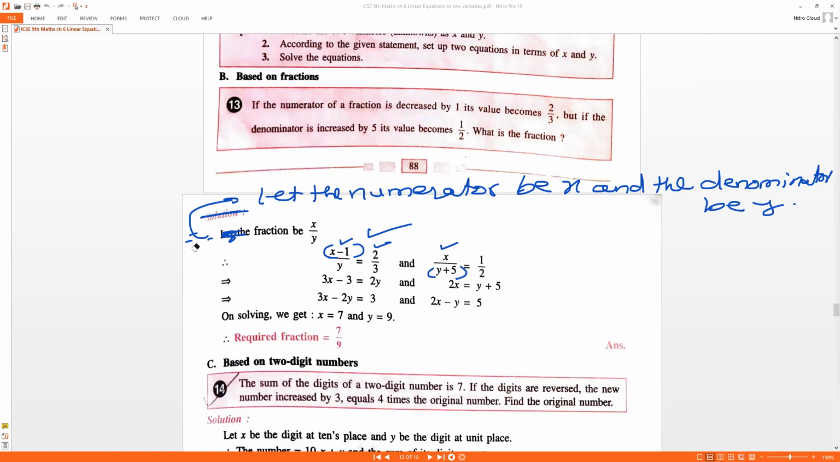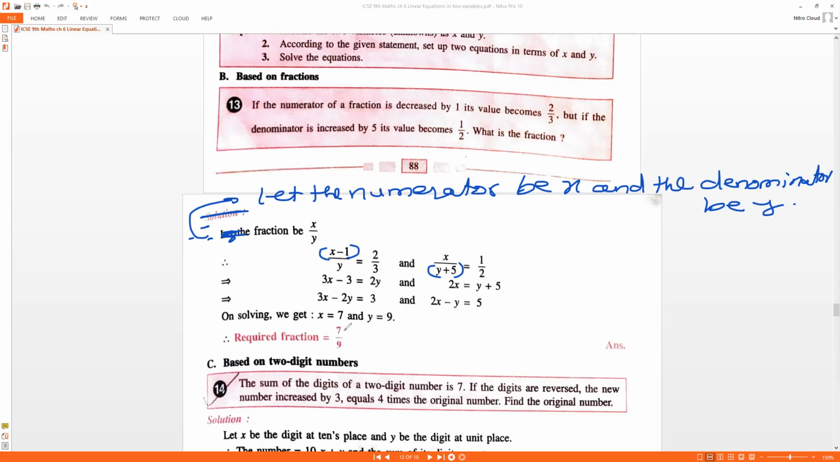Yes, sir. Okay, great. So now what we have to do, if you see these equations, you will find that they are not exactly linear, but don't worry. You just have to cross multiply. So here cross multiply separately, here cross multiply. Make sure you give brackets. So 3 into bracket x minus 1 is equal to 2y. That is 3x minus 3 is equal to 2y. And here you cross multiply, you get 2x is equal to y plus 5. So you get 3x minus 2y is equal to 3 and 2x minus y is equal to 5.